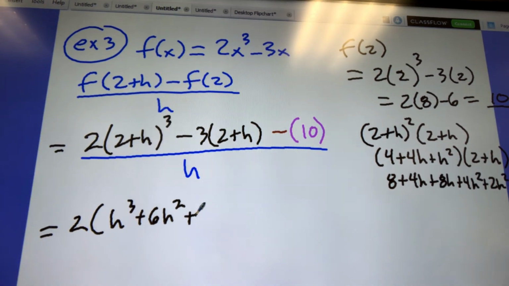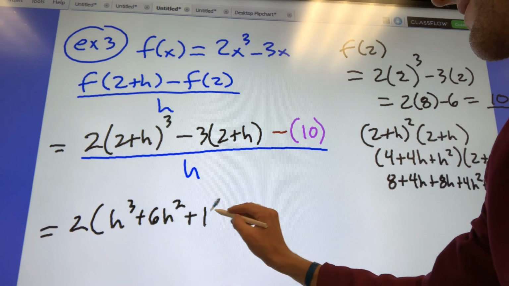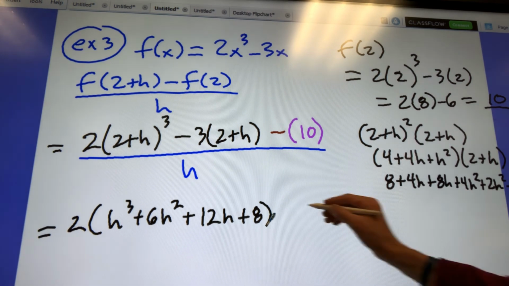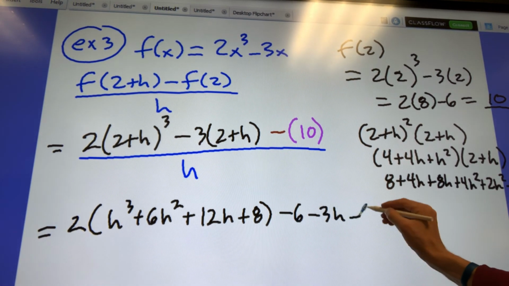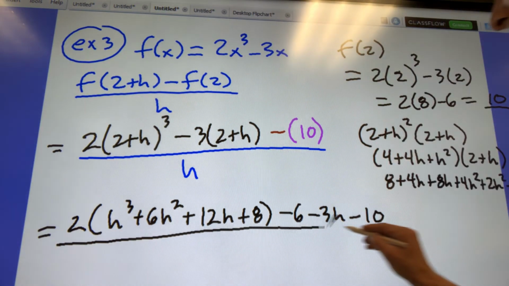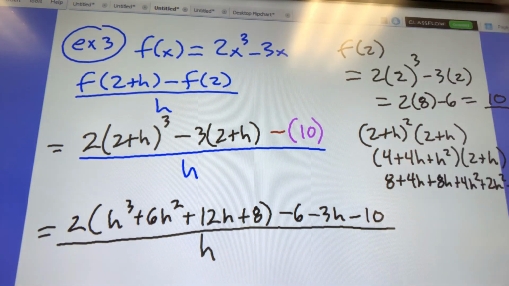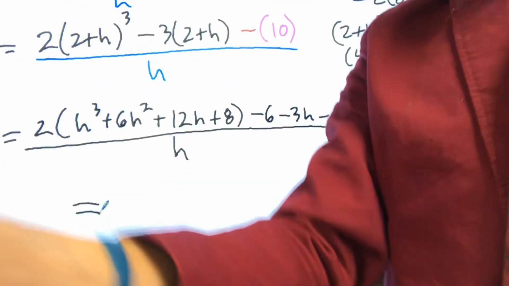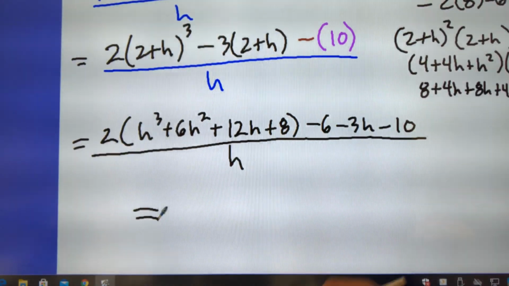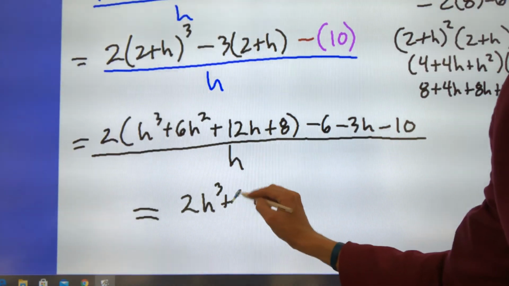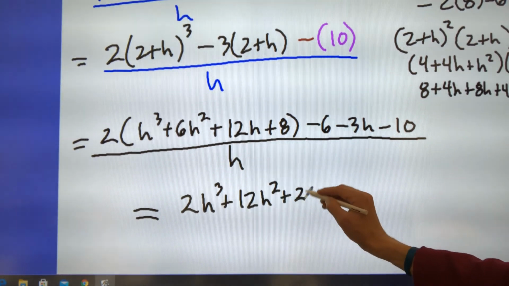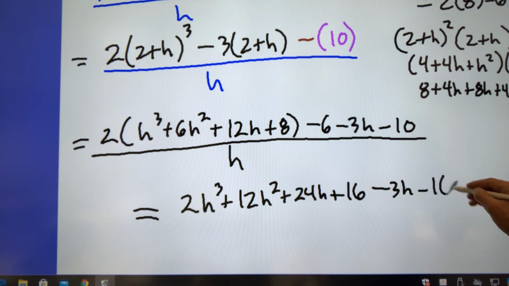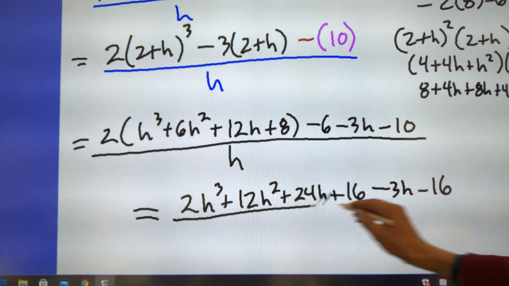If you have Pascal's triangle down, this could be a little quicker. Plus 12h plus 8, minus 6 minus 3h minus 10, all over h. Wow, almost there. This is an impressive one. You guys might have a different adjective for it. Let's keep going here. 2h to the 3rd plus 12h squared plus 24h plus 16 minus 3h minus 16, all over h.